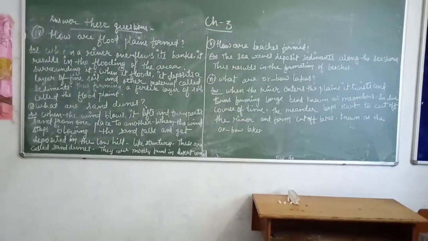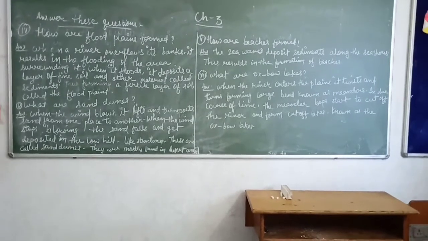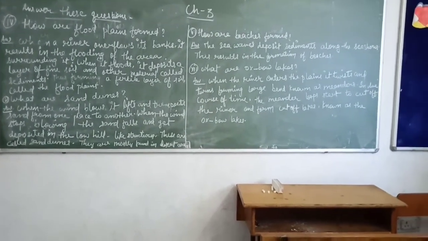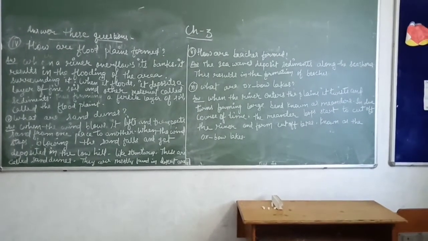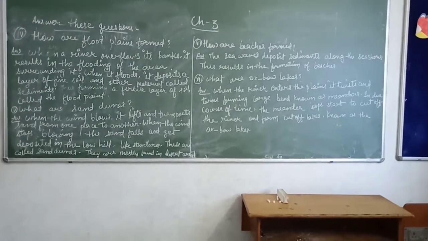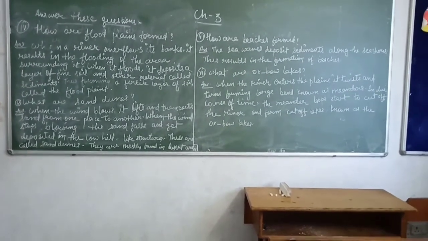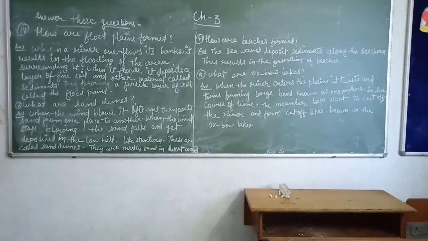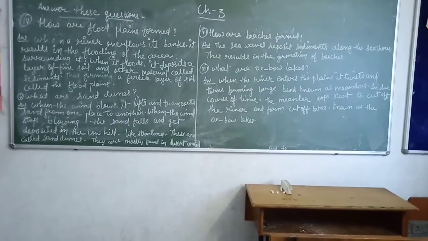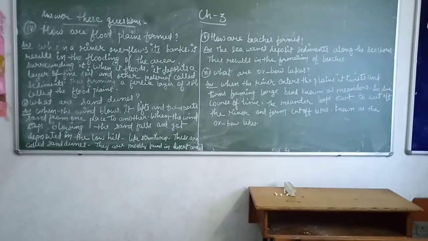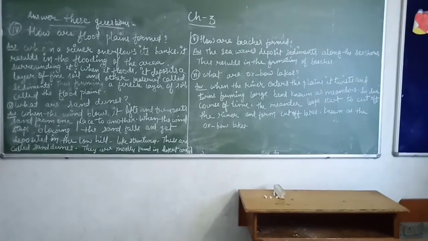Next question, what are oxbow lakes? Answer is, when the river enters the plain, it twists and turns forming a large bend which is known as the meander, and in due course of time the meander loops start to cut off the river and form cut-off lakes, and these are known as the oxbow lake.